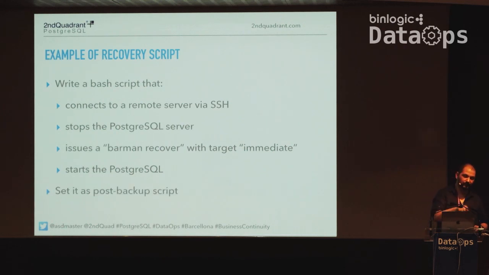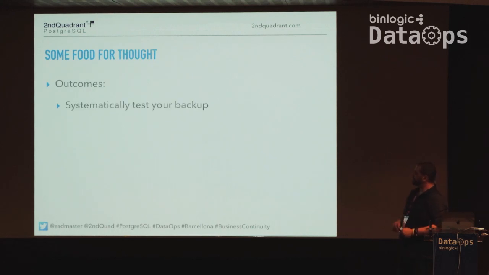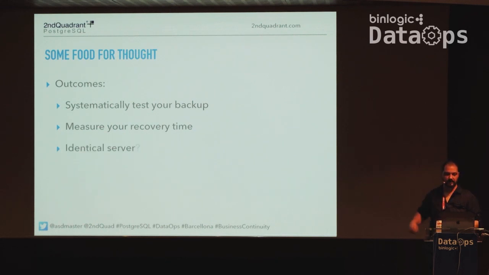And you should set it, obviously, as a post-backup script. This means that basically you execute a backup, and before exiting from the backup process, this script is executed, so you recover automatically the backup that you just finished, okay? Just a couple of notes on this. The outcomes are that systematically you test your backup, and you can measure your time for recovery. So when the disaster strikes, you know exactly how much time it's going to take you, okay?